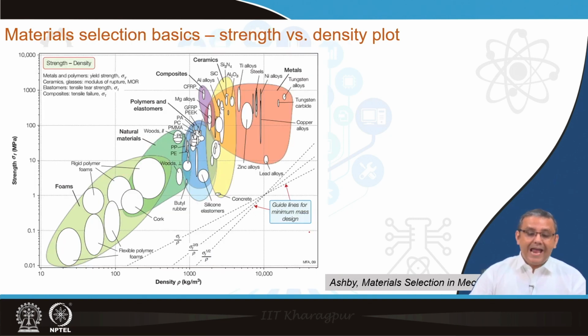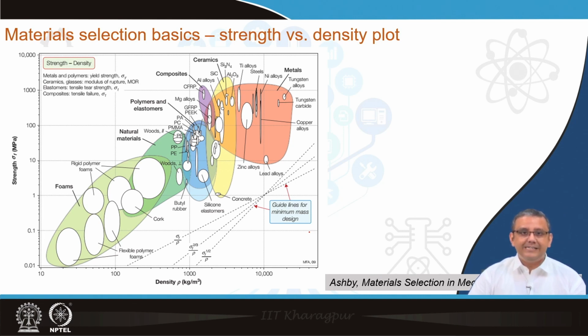Now, I introduce another plot, which is the strength versus density plot. Again, the plot has a similar appearance. It is a double log plot with strength along the y axis and density along the x axis. Now, there is one fundamental difference between strength and stiffness.